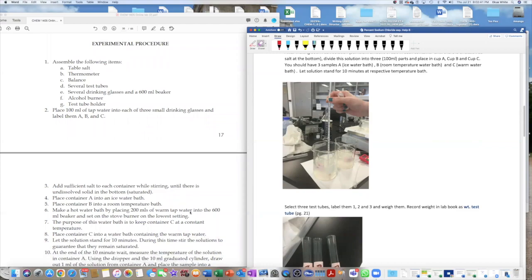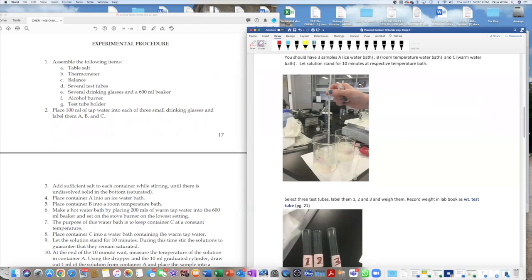So here it says, place container C into a water bath containing warm tap water. Don't we already have it in the warm tap water? Oh, you know what? Okay, my bad. Direction 6 tells us how to create the hot water bath. We're placing 200 milliliters of water in a 600 milliliter beaker and setting it on the hot stove. We haven't placed the container in the beaker yet, right? They're telling you why you're doing that in number 7. Number 8 then says place container C into a water bath containing the warm tap water. So I think somewhere here in my pictures I have C. Oh, there it is. I took these pictures a long time ago, so I have to rediscover them.